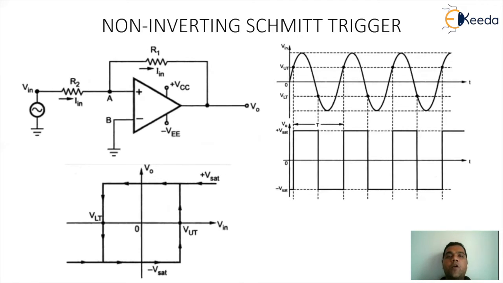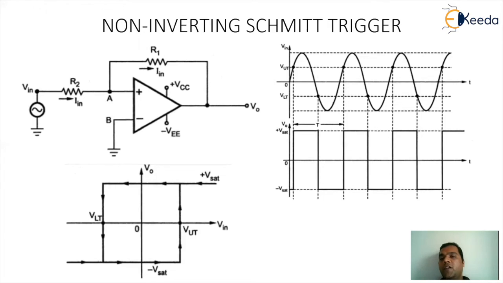Now, this is a non-inverting Schmitt trigger circuitry, where you can see clearly the input is given to the plus pin. Since the input is given to the plus pin, there are two resistances involved in the circuitry, R2 and R1. Looking at the output behavior, we are initially assuming that the output is minus Vsat. As soon as the input starts rising and crosses the upper threshold point, the output will switch from minus Vsat to plus Vsat. And whenever the input goes below the lower threshold point, the output will switch from plus Vsat to minus Vsat.